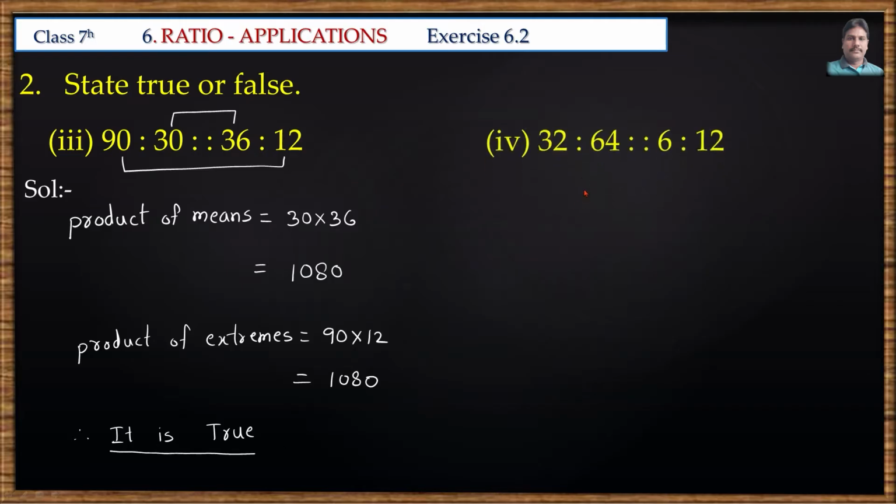Fourth bit, 32:64 proportionate to 6:12. Product of means. The means are 64 and 6. 64 into 6. This is equal to 6 4s are 24. 6 6s are 36 plus 2, 38. 384.